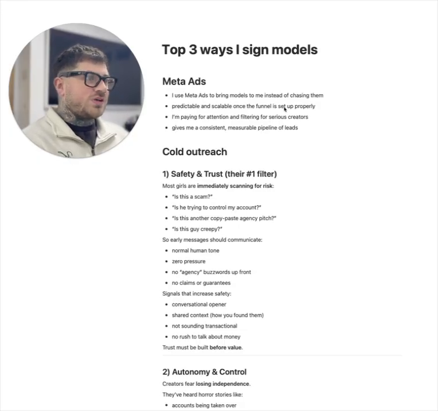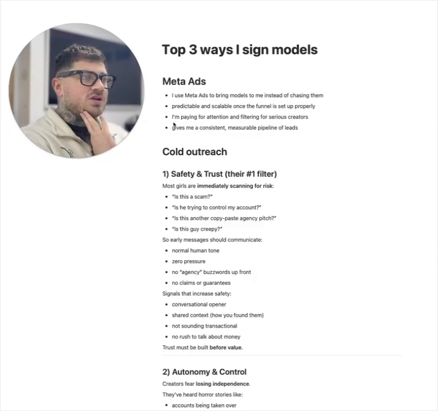It's predictable, scalable. Once the funnel is set up properly, you can go on Fiverr and actually get someone to set up meta ads for you. That might be easier. You can do targeted ads and stuff like that. We do it all in-house. I actually know how to do it myself, so I run all the meta ads, and I've become quite good at it over the years.